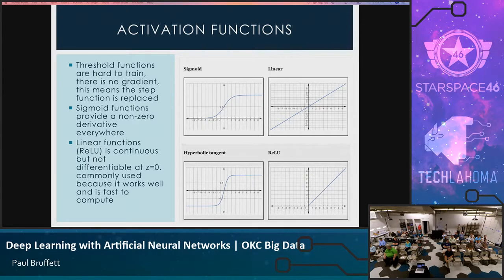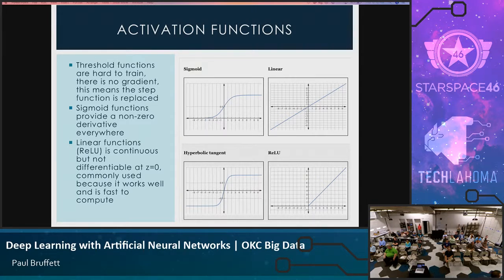Sigmoid functions are great because they provide a non-zero derivative everywhere, which is, again, how I train. I'm interested in the derivative, in the gradient. Linear functions like ReLU are continuous but not differentiable at 0, but commonly used because they're much faster than sigmoid to compute. This is a predominantly linear function. Since I'm calculating this millions and millions of times during training, the speed difference between this and these two becomes appreciable. So ReLU is usually used, because the fact that it's not differentiable at 0 tends to be more or less an academic concern.